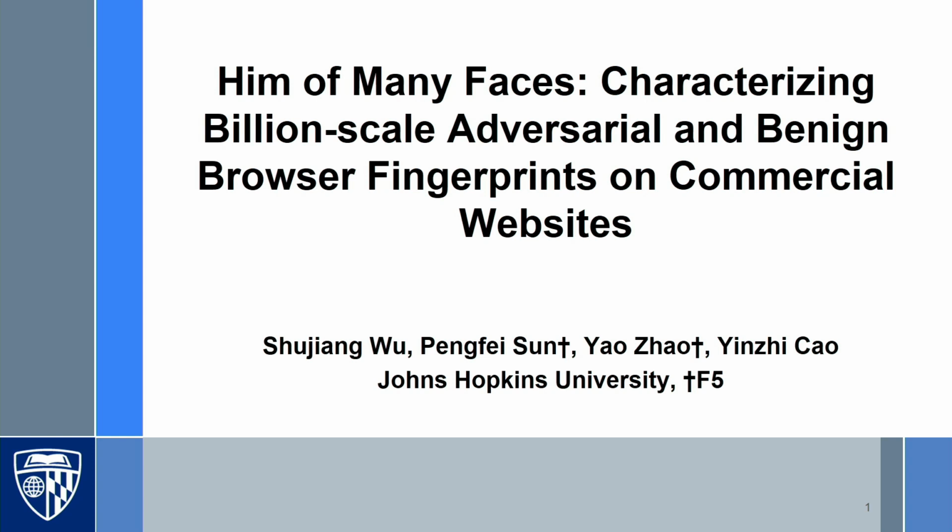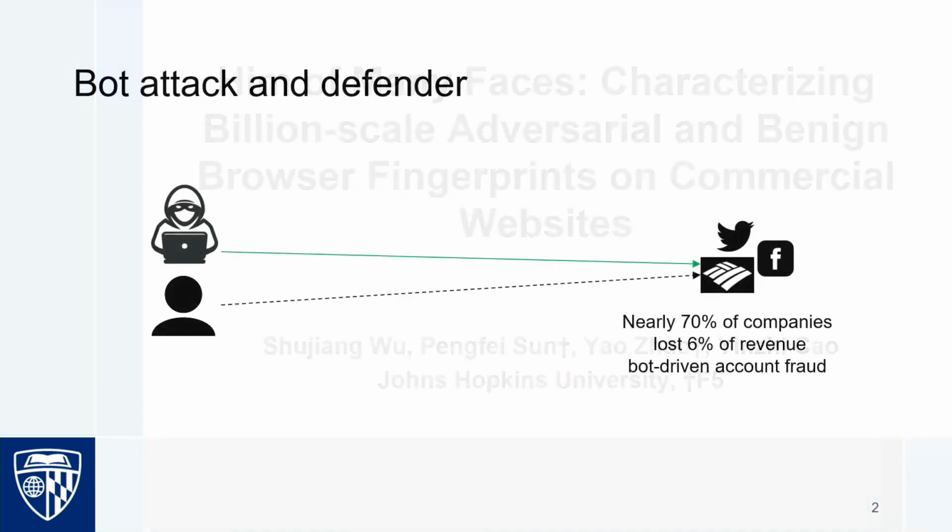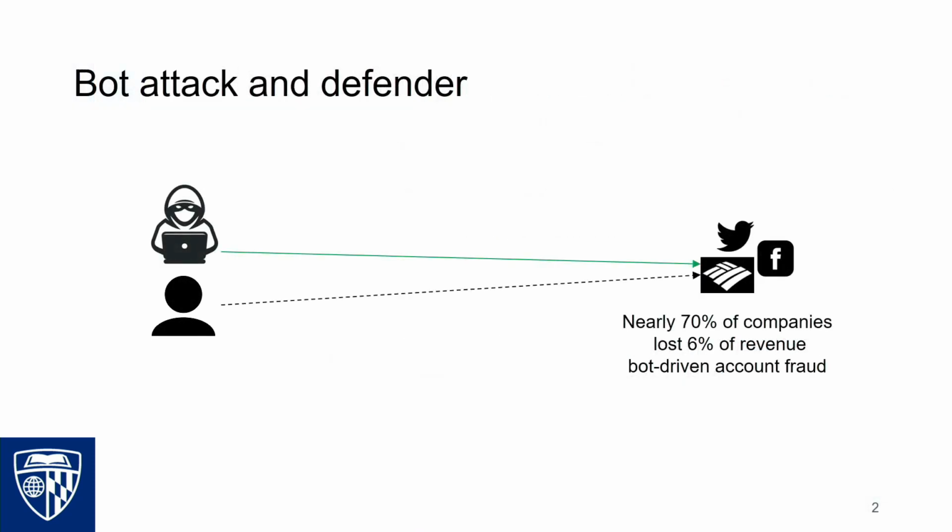Today, let me introduce our paper, "Him of Many Faces: Categorizing the Billion Scale Adversary and the Benign Browser Fingerprint on Commercial Websites." A new 2022 state of bot mitigation report shows more than 70% of companies will lose more than 6% of their revenue to fraud attacks, which is just one type of bot attack. And this number is larger than in 2021.